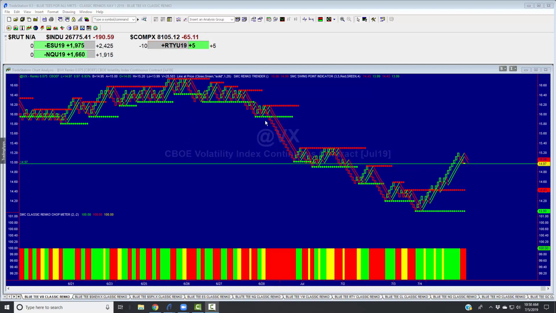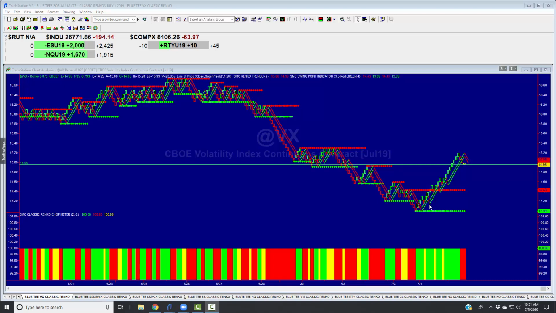But what I wanted to show you is this is a Renko chart. It has our proprietary swing point indicator on here. It also has the Stock Market Caddy Classic Renko chop meter. It tells us whether we're advancing or declining or if we're in chop. But this is also on the VIX itself. So we knew right here, as she broke previous resistance right in here, that these markets were going to have some difficulty today.